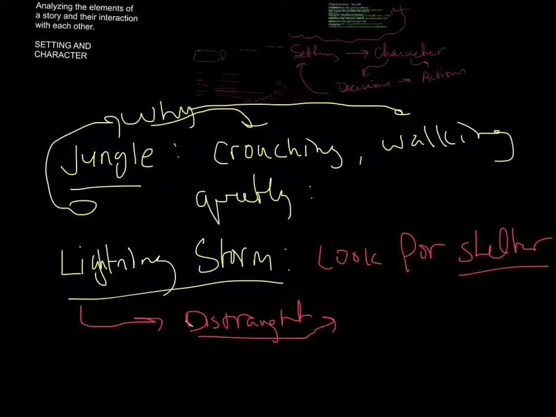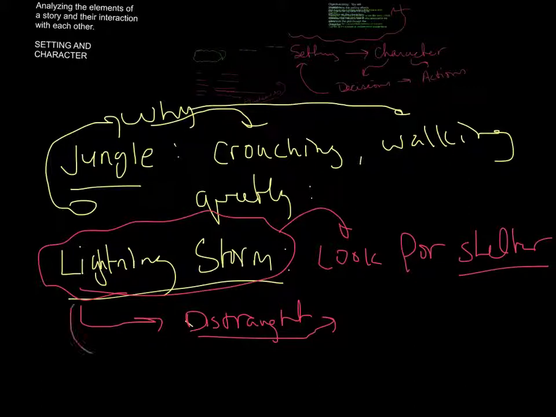He might act foolish. He might overreact in ways. He might be running around in circles screaming like a big crazy person. Who knows? But all we know is that the lightning storm is causing those actions. And the fact that he had somebody killed is causing his emotional state. So one of the things that setting will help us understand is motive.